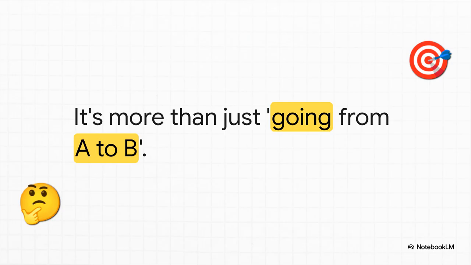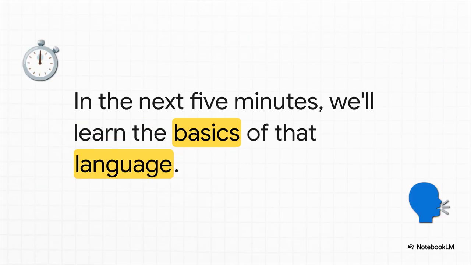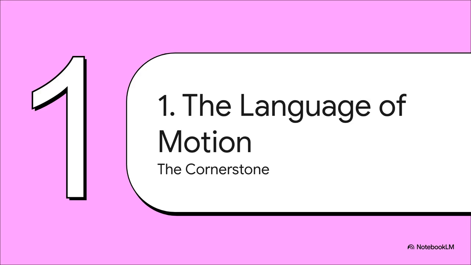Precision is everything. To describe even a simple trip to the store in the language of physics, we need something way more specific. And what's so cool about this language is how universal it is. I mean, we're talking about a set of rules that can describe a falling apple, a speeding car, and even a planet orbiting the sun. It's like the fundamental code for all movement, everywhere. So, in the next few minutes, we're going to learn the basics of that language. Ready? Let's dive in.